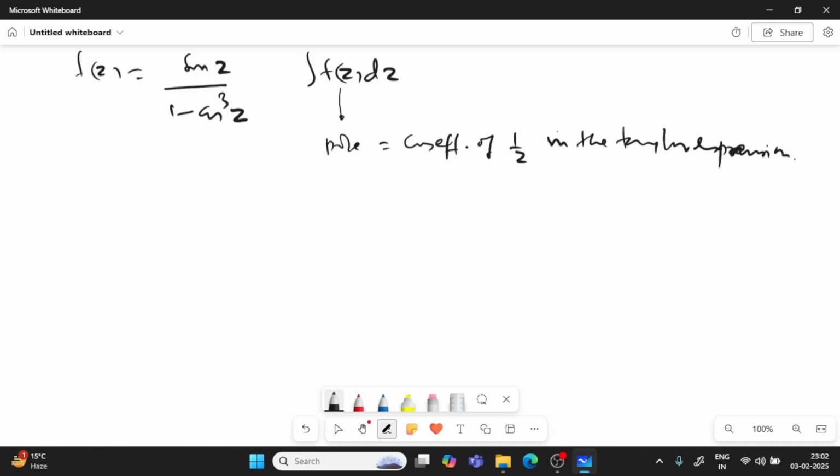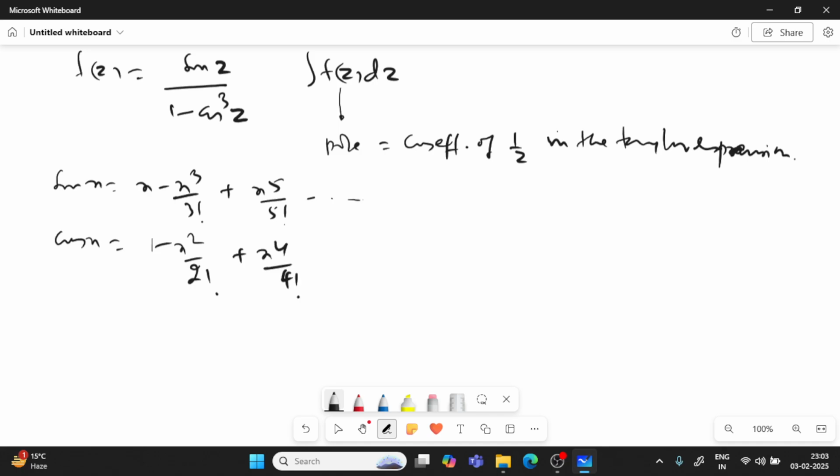As we already know, sin x equals x minus x cube upon 3 factorial plus x to the 5 upon 5 factorial minus and so on, and cos x equals 1 minus x square by 2 factorial plus x to the 4 by 4 factorial and so on. So using these, we have to expand the given function.